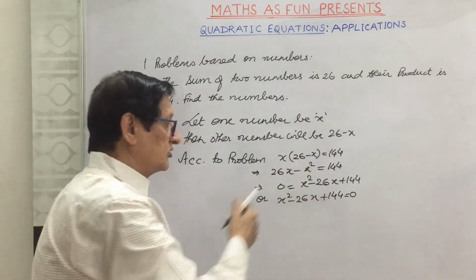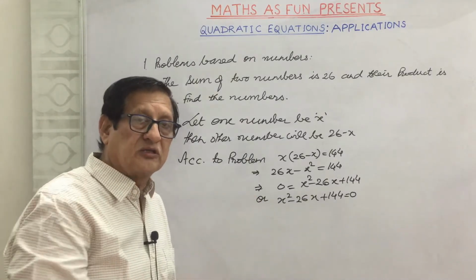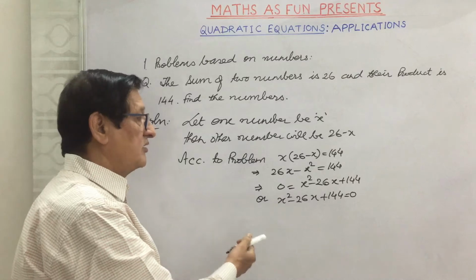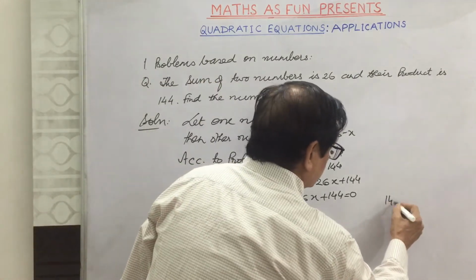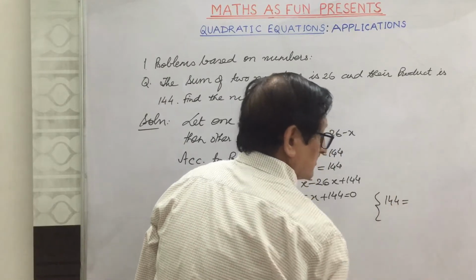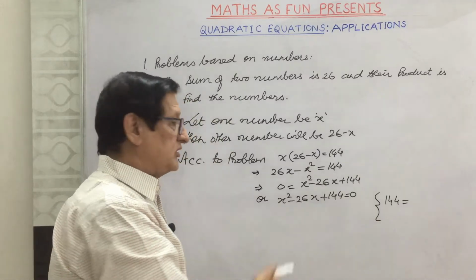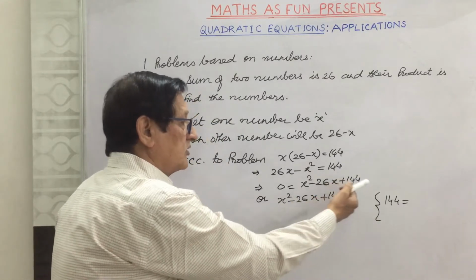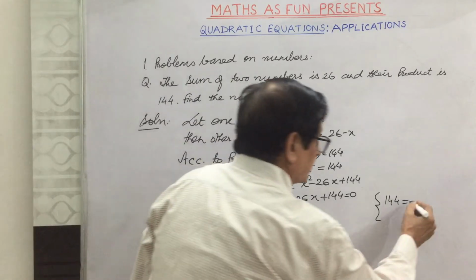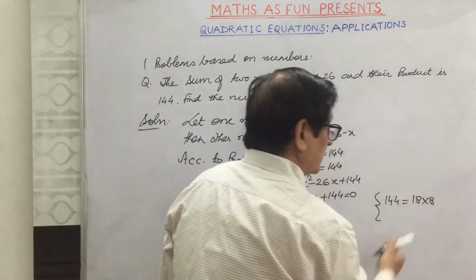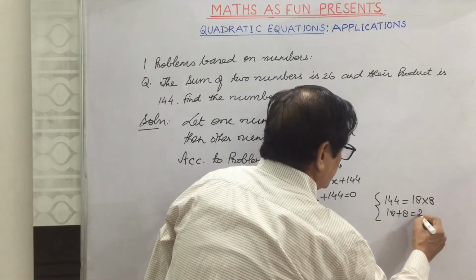Now we have to find the solution of it, and there are different methods, but suppose we use the factorization method. In that case we have to split the middle term. 144 is equal to, we have to find the factors of 144 in such a way that the sum of the factors is 26. We find 18 into 8, because 18 into 8 is 144, and 18 plus 8 is 26.